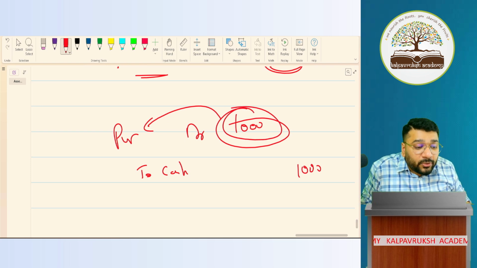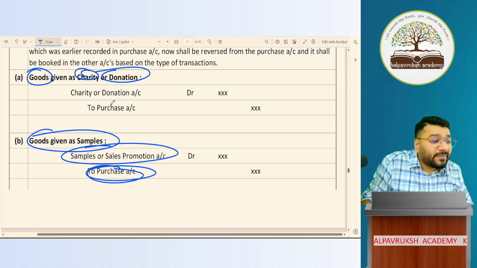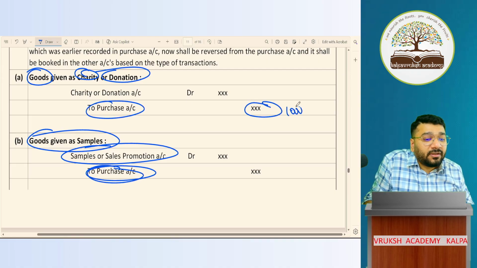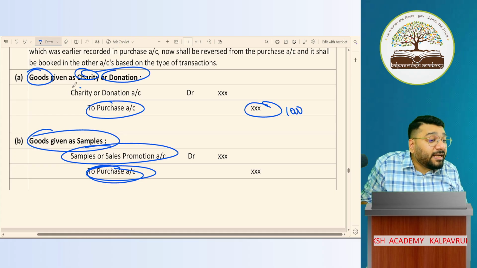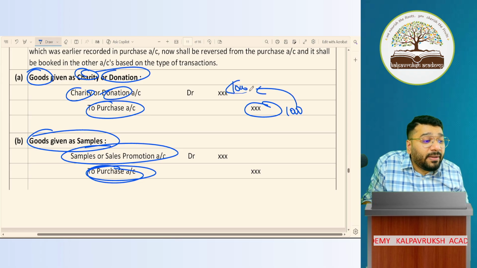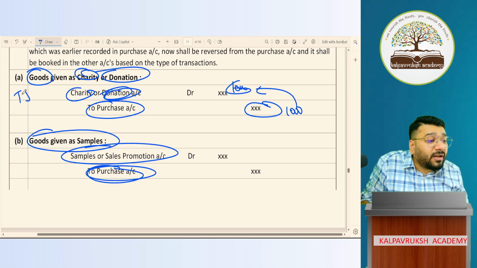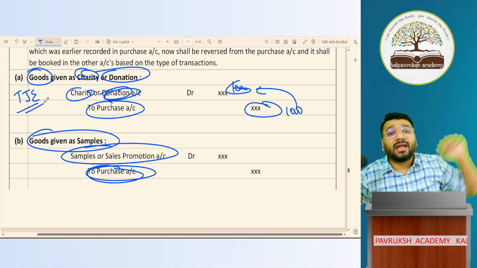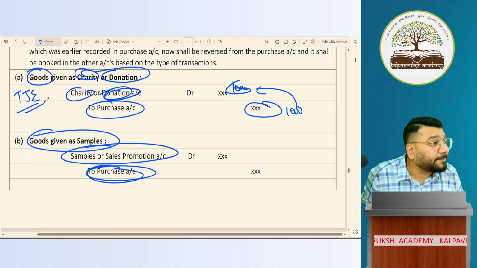No. To record it, you gave a debit. To reverse, I have to give a credit. To purchase 1,000 rupees. Where will I take this to? Charity and donation account, which means I'm transferring this 1,000 rupees from purchase account debit to donation account. This is also a transfer journal entry. Okay, not okay?